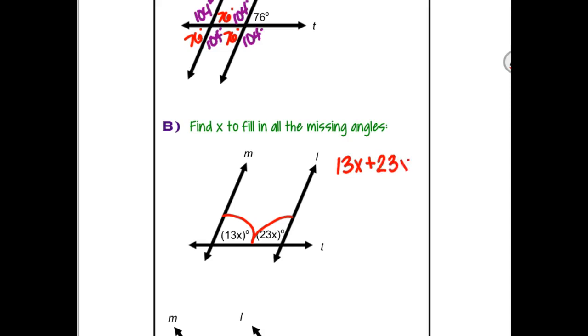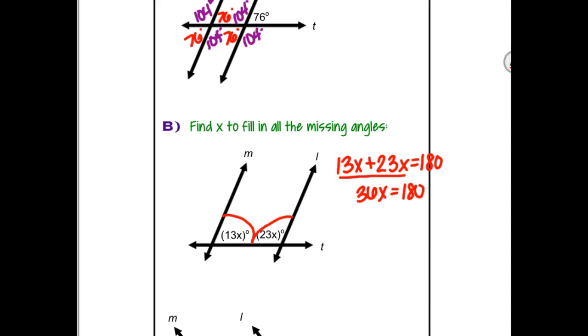So let's take that one step further. Now we have some variables. I know that I need to first identify what my relationship is here. My relationship is that this and this are same side interior, and I know that those are supplementary. So I know that if I take 13x plus 23x, I'm going to get 180 degrees. So then I want to combine these like terms. 13 plus 23 is 36x equal to 180 degrees.